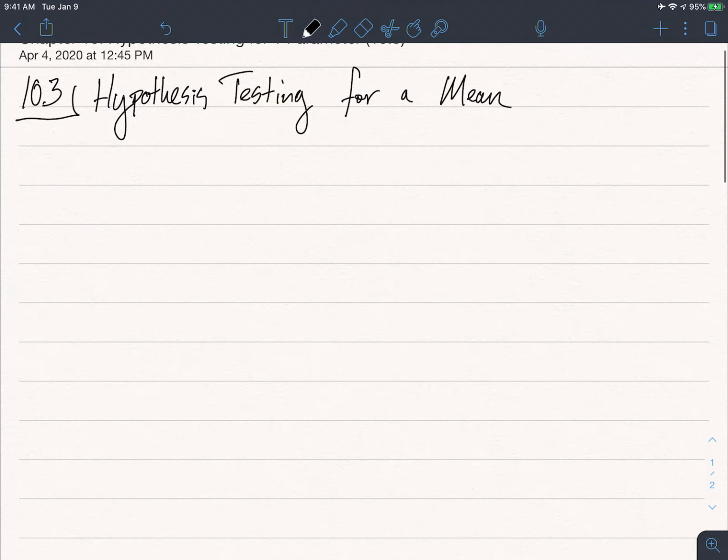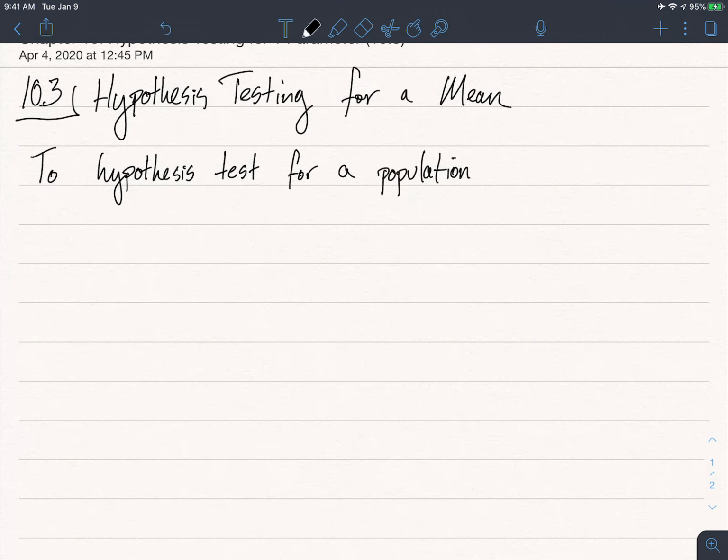All right, and so just like with proportions, I'm going to lay out the steps where we should already be comfortable with the language from 10.1, and a lot of the steps actually are borrowed from 10.2 with some slight differences. So to do a hypothesis test for a population mean.